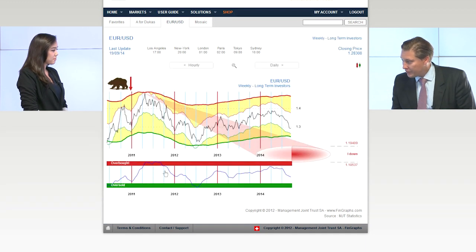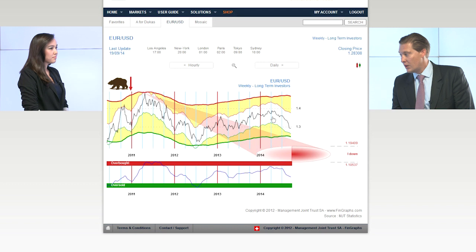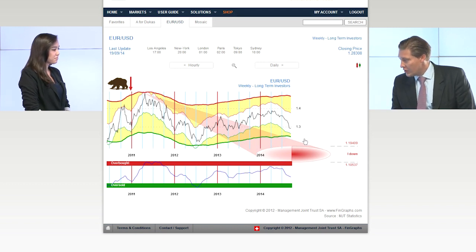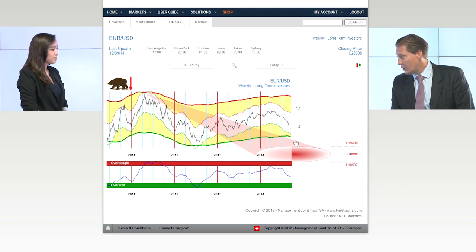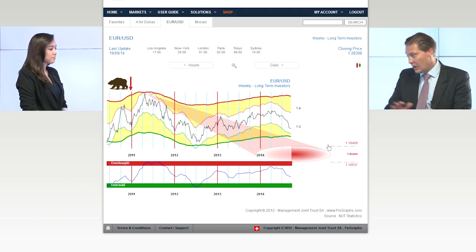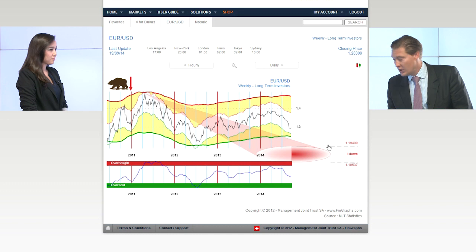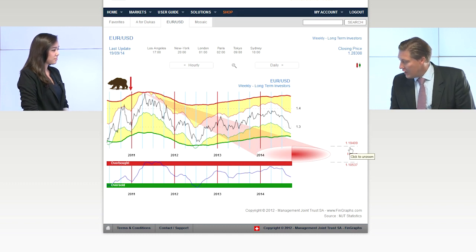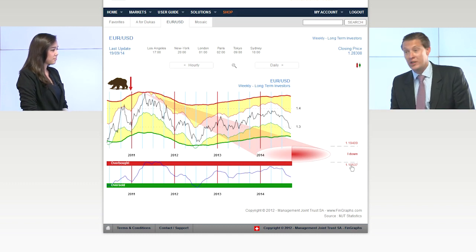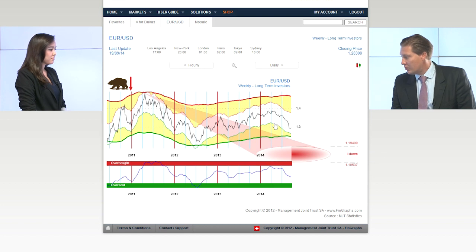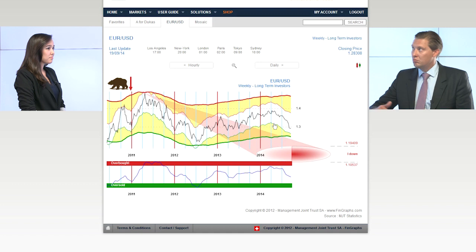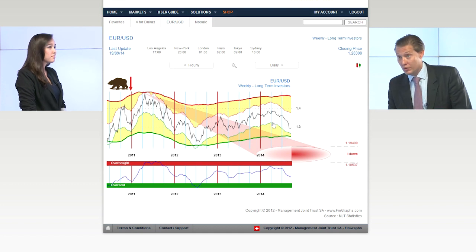Now we can see, following this correction up since mid-2012, the long-term trend, the weekly trend, has resumed its trend down. And now we have targets which do seem quite aggressive, but are counted over the next few quarters towards the high teens to almost 110. So quite a negative perspective on the euro-dollar for the next 3 to 4 quarters.